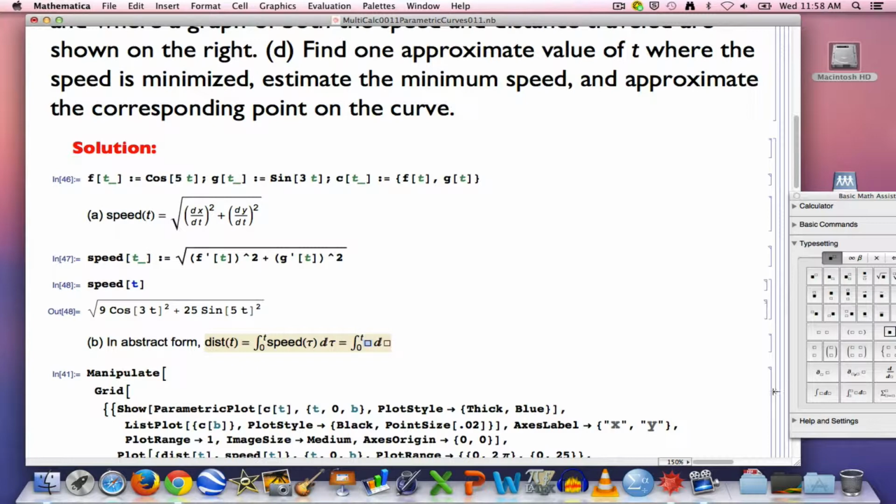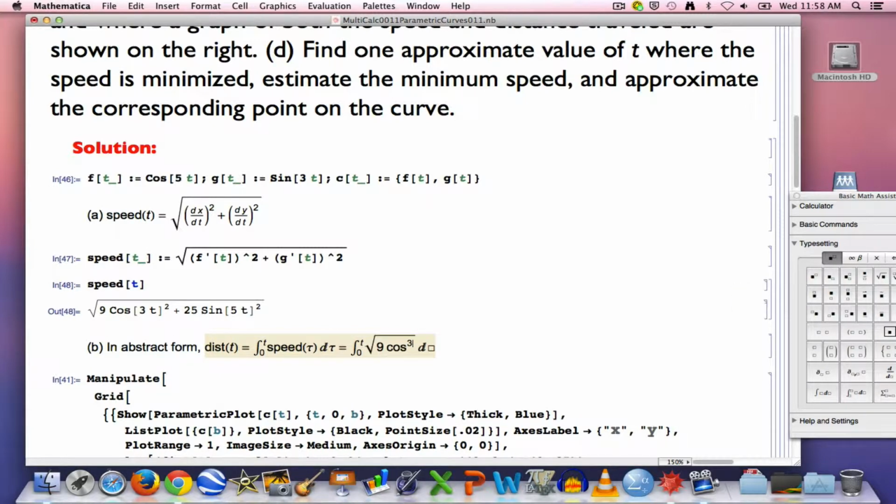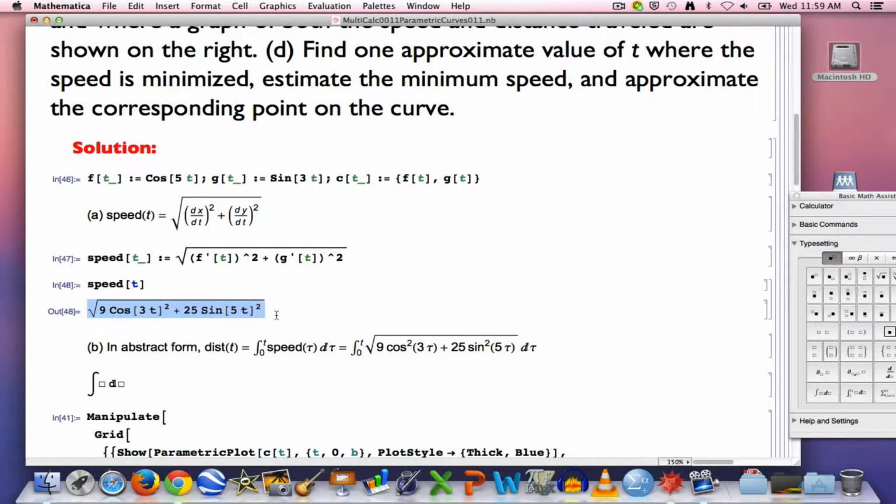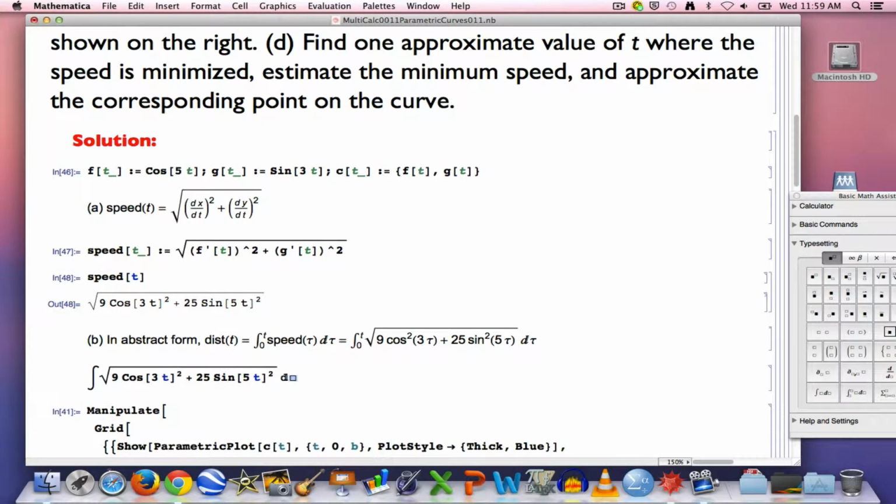For this particular function then, that will be the square root of 9, I'll write it in the traditional way, cos squared of 3 tau, plus 25 sine squared of 5 tau. And again, in calculating something like this, you would first calculate the cosine of the 3 tau and then square that result. This is the integral we need to do. However, this integral is not possible to do by what are called elementary functions.